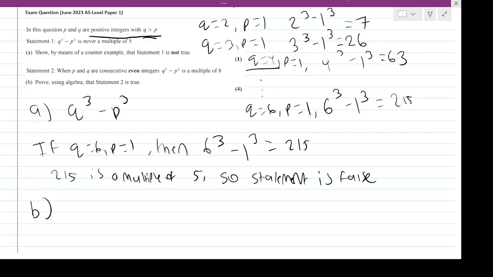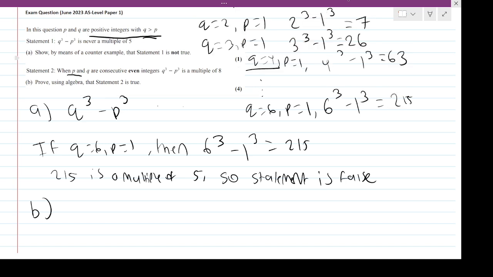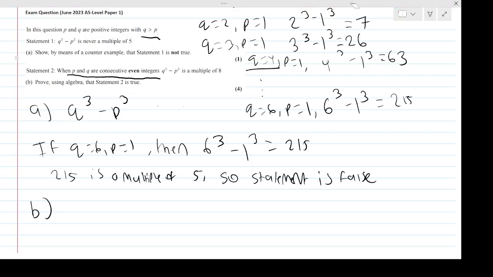Okay, cool. Then part B, which isn't a counterexample, but is just using what we learned previously about exhaustion. When P and Q are consecutive even integers, Q cubed take away P cubed is a multiple of 8. Okay, so you might think, well, even and odd, but actually they tell you what to consider in this case, and they make it a bit easy for you. They tell you that P and Q must be consecutive even integers. And we also know that Q has to be bigger than P.